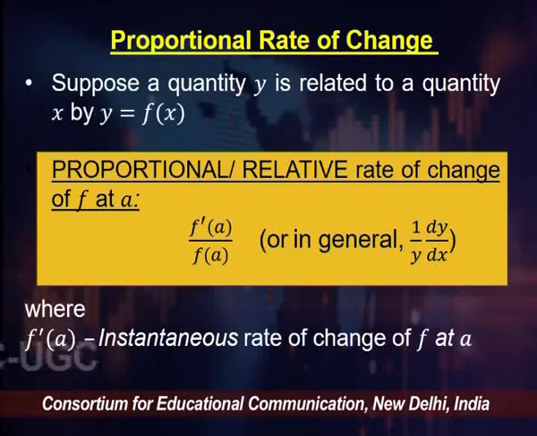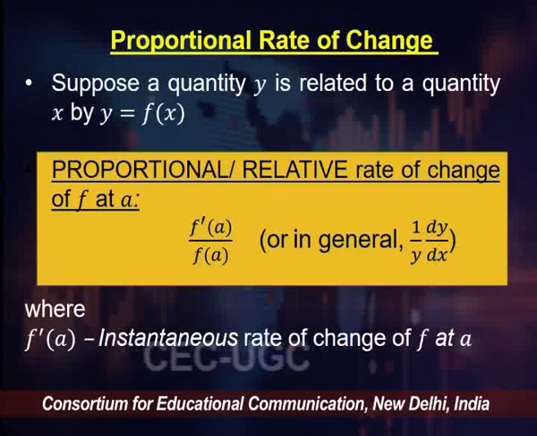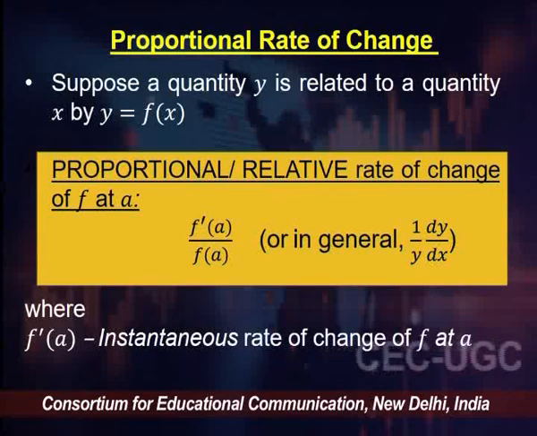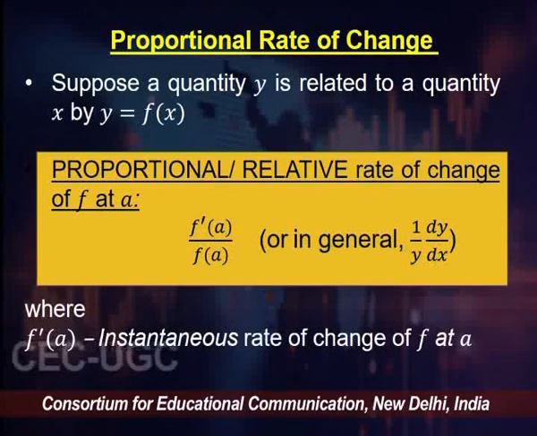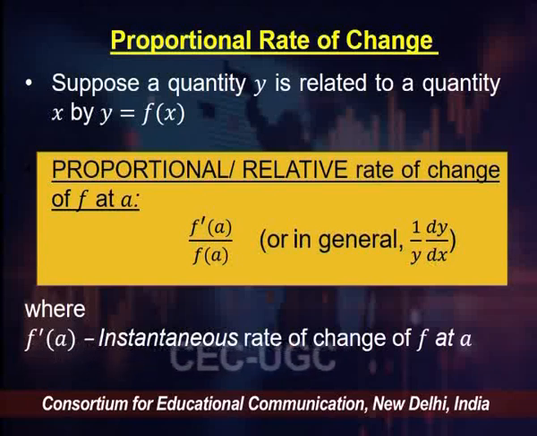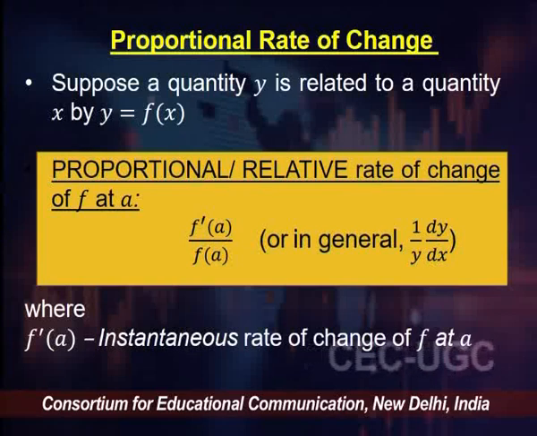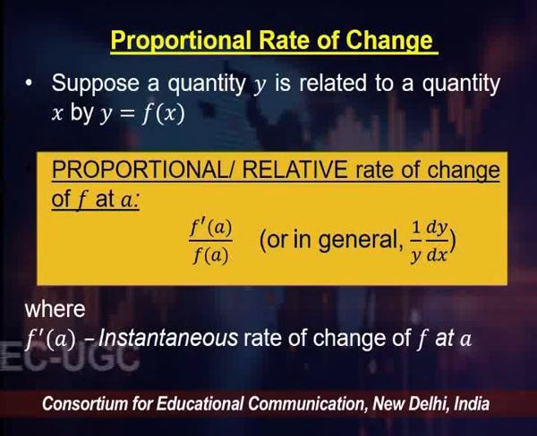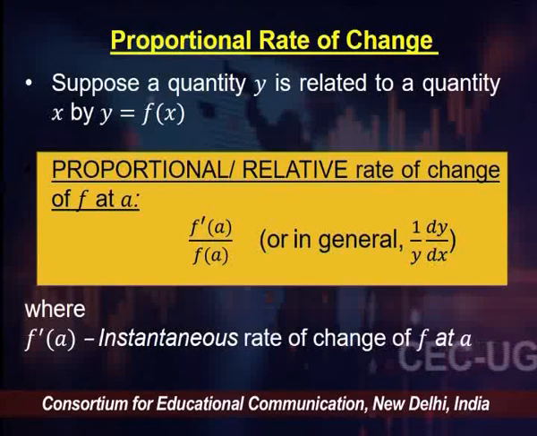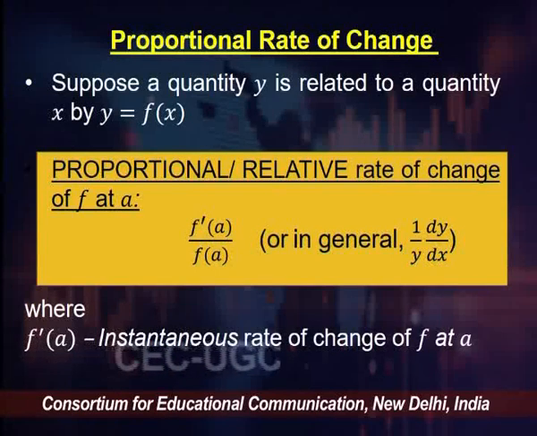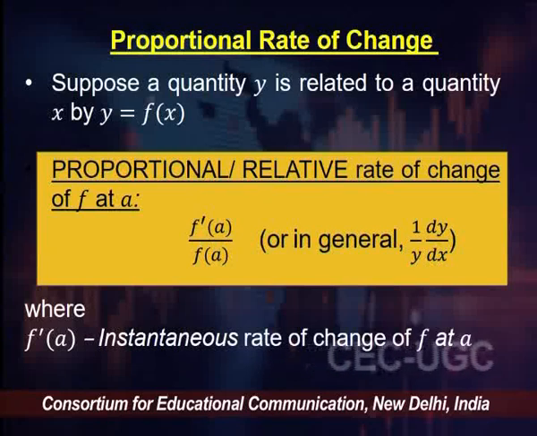Let us suppose we have a quantity y which is related to another quantity x through the function y equal to f of x. Okay? So given this function f of x, the proportional or the relative rate of change of the function at the point x equal to a is defined as f prime at a, that is the first derivative of the function at x equal to a, divided by the value of the function at a, which is f of a. So the proportional or the relative rate of change of the function at x equal to a is defined as f prime at a divided by f of a.